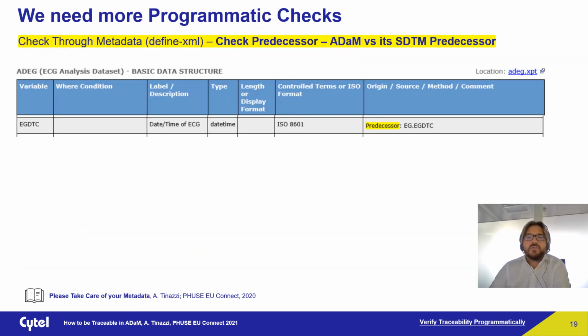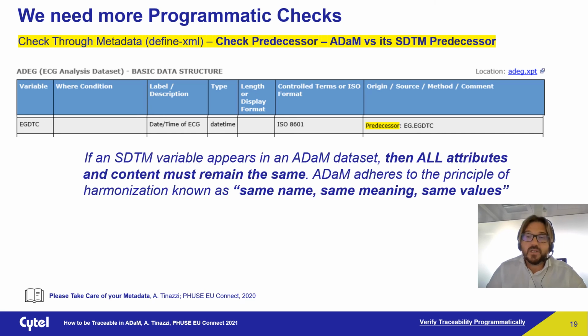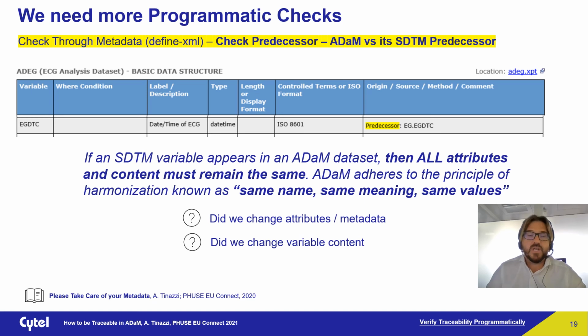For example, a check that is not often made and is not available in the current standard CDISC validation tools is the consistency between SDTM and ADaM, by making sure, for example, that what is reported in the ADaM define XML is correct. A typical example is when the origin of a variable is its predecessor, meaning that in this case the variable was copied as it is from the source SDTM dataset, in this case EG. We therefore need to make sure variable attributes were not changed, as well as its content.